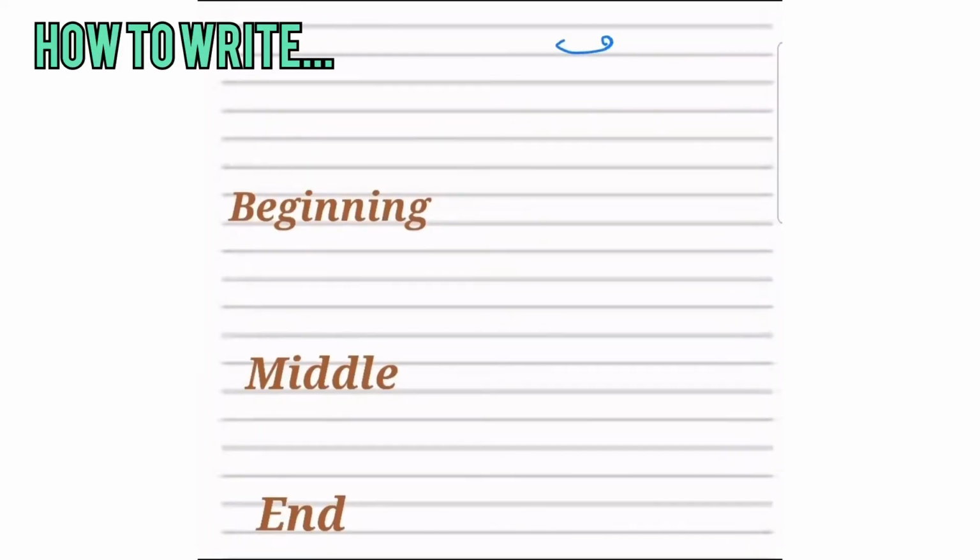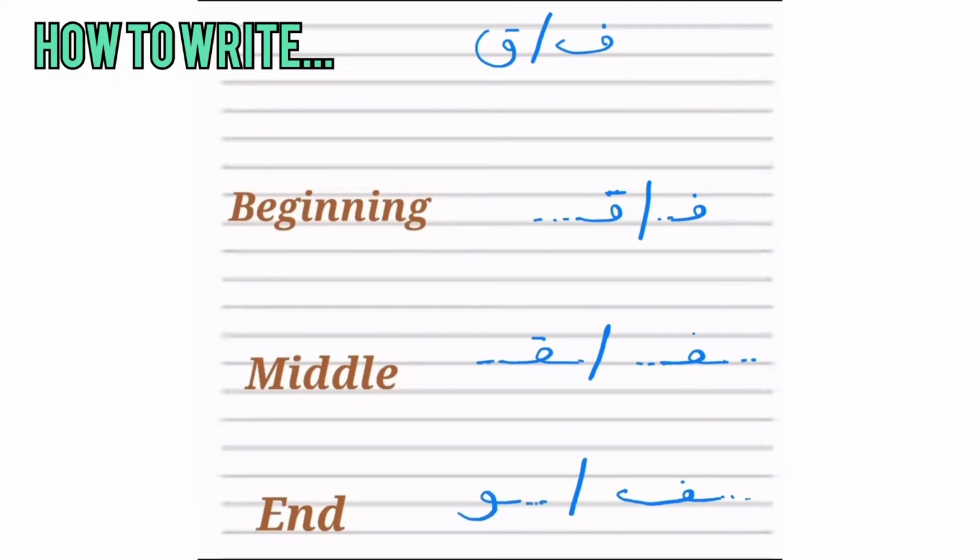Let's start with how to write the letter Fa and Qaf. Fa and Qaf are considered to be connected letters, so you are going to write it like this in the beginning form, like this in the middle form, and like that in the ending form. It would get connected. Let's practice by giving you some examples, random words using the letter Fa and Qaf.